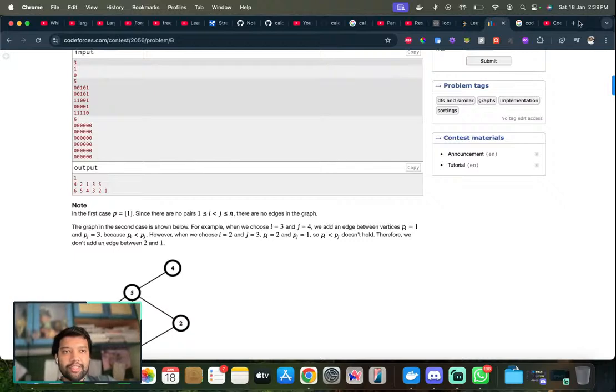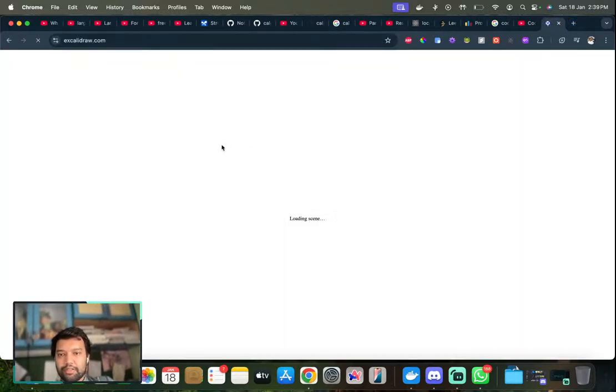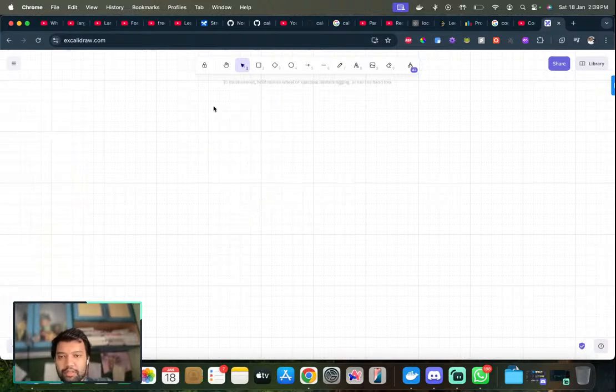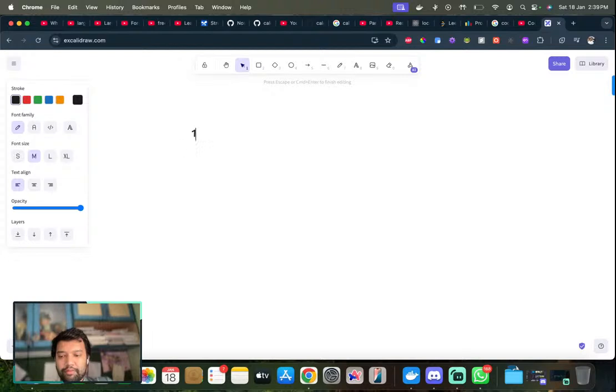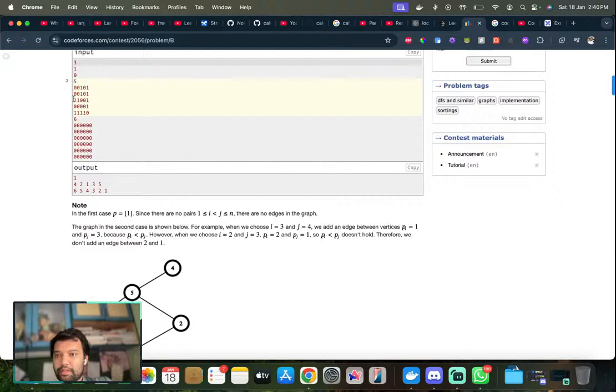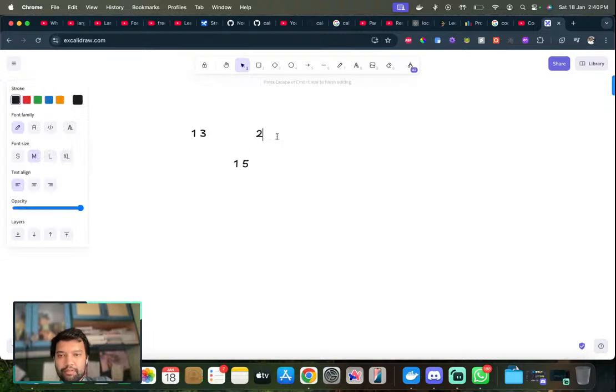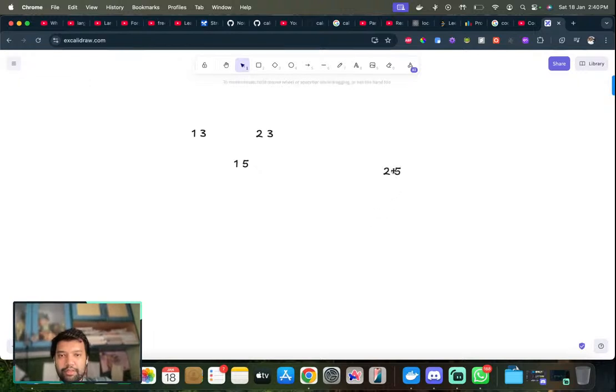Now let's just mark down all the edges. 1, 3. There's an edge between 1, 3, 1, 5. There's an edge between 1, 5. 2, 3, 2, 5. 2, 3, 2, 5.